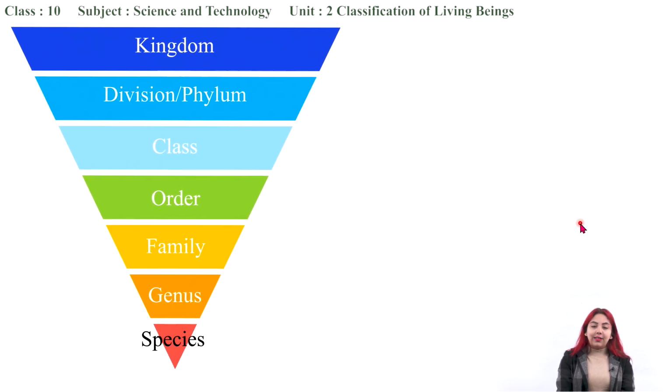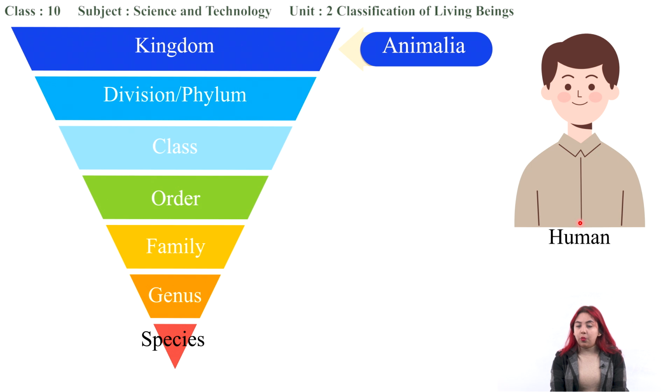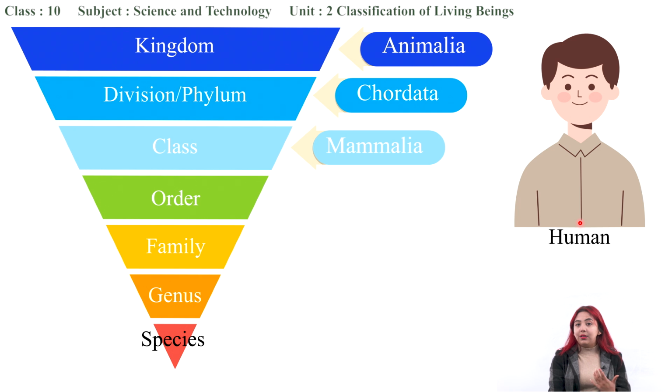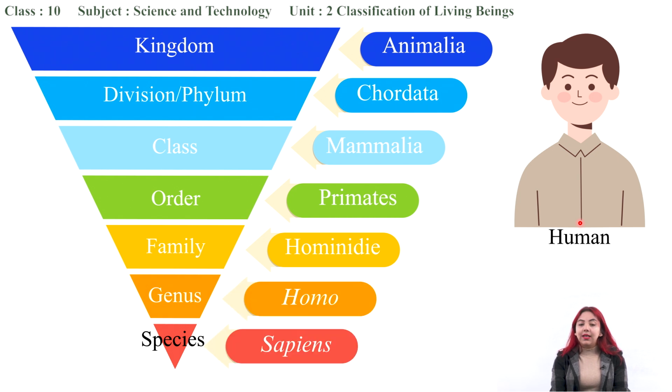Now let us try to classify a human being. A human being lies in the kingdom Animalia. What is the phylum they lie in? Can you guess? We are the chordates. So we lie in the phylum Chordata. We lie in the class Mammalia because human beings are mammals. Then the order is Primates, family Hominidae. And what is the scientific name of human beings? Yes, it's Homo sapiens. Homo is the genus and sapiens is the species. So Homo sapiens is the scientific name of human beings.